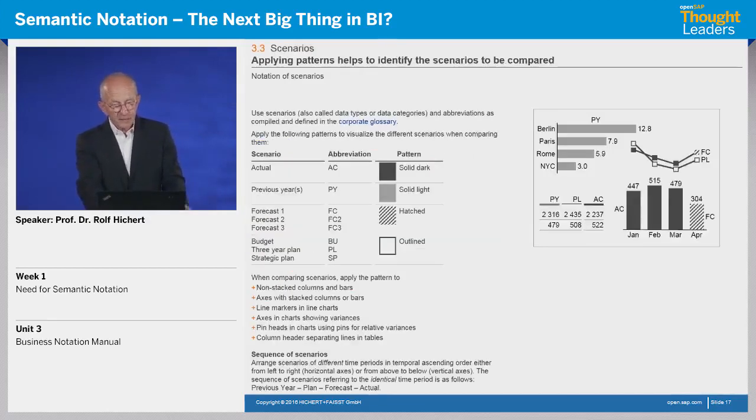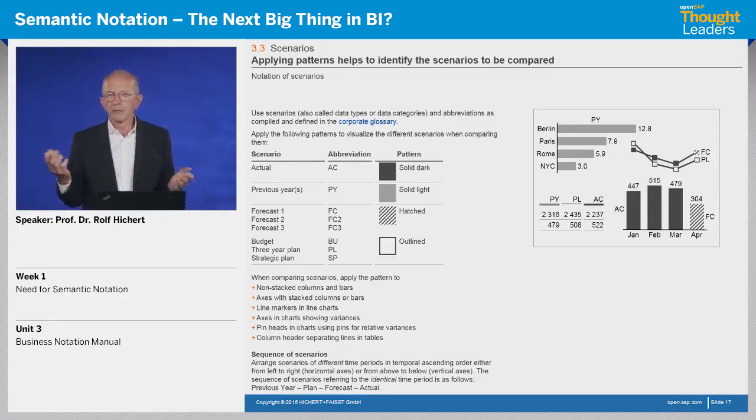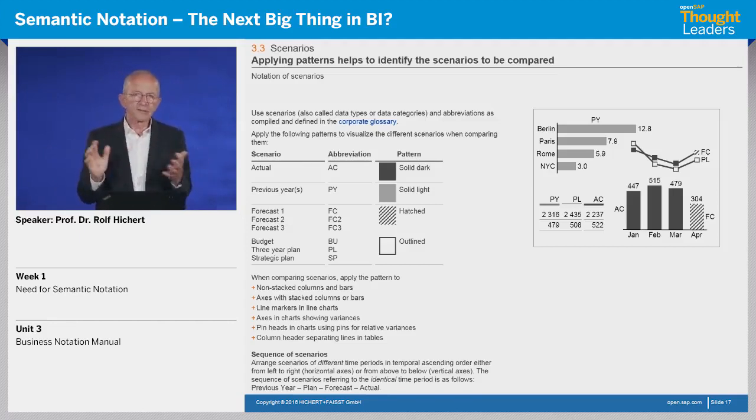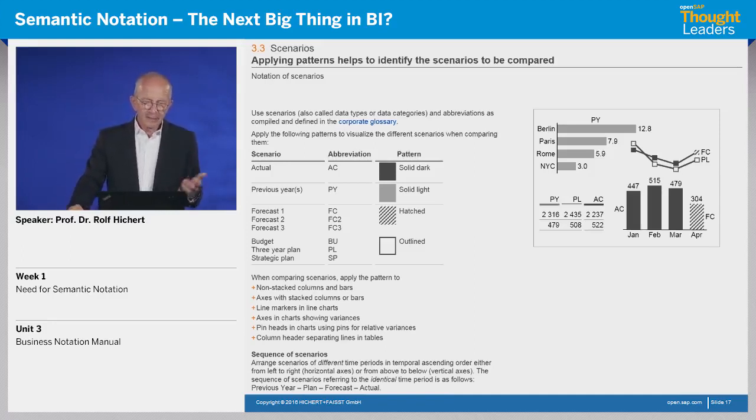Now back to the scenarios, because they are so important in our reports today, and we are almost lost if we start using colors for scenarios, because then everything will be very colorful. This is typical today. Very often companies use colors to differentiate different scenarios. So we say, as you have learned now, solid dark is actual, and outlined is used for budget or plan, and so forth.